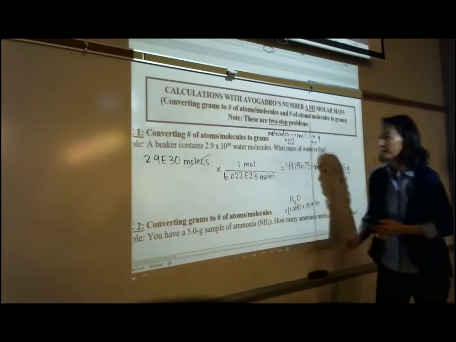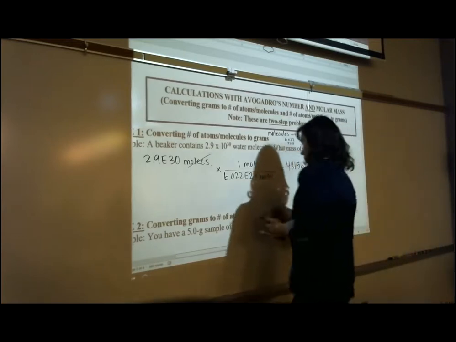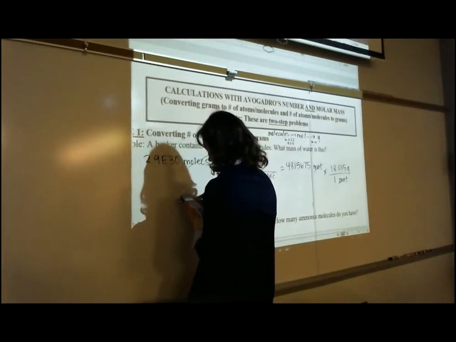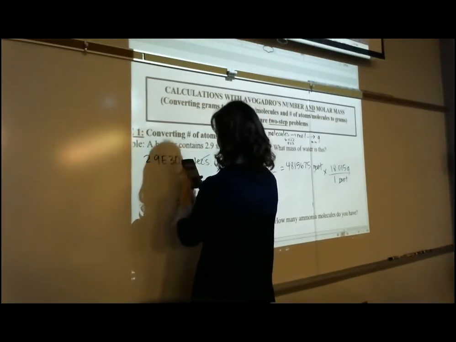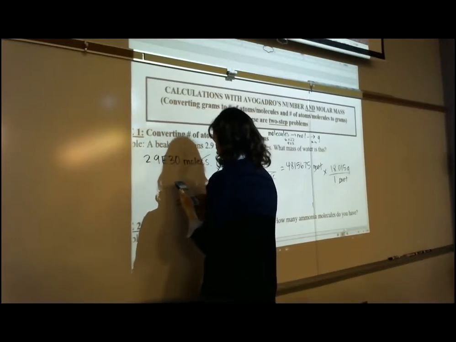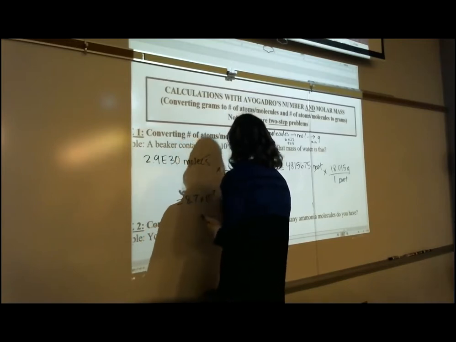That's still a big number. How many sig figs can we keep? We can keep 2. Running out of space. That equals 8.67, and we can keep 2 sig figs, so 8.7 times 10 to the 7th grams.